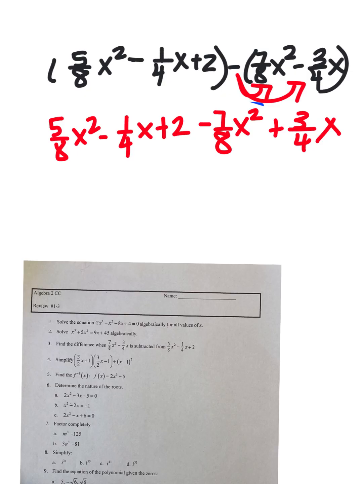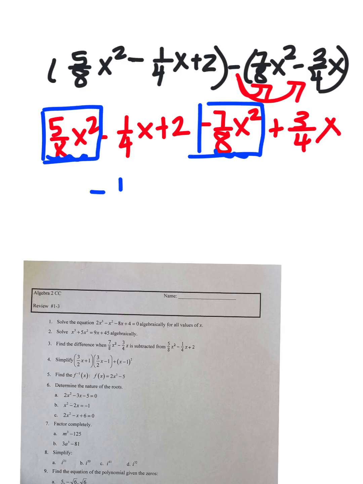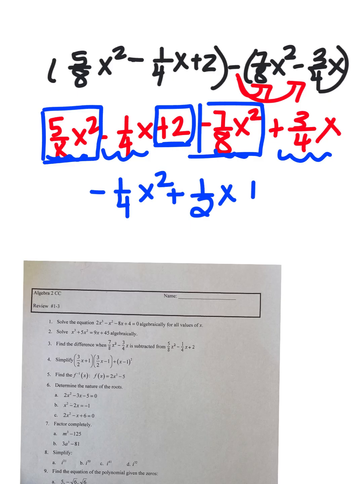All right, so now I'm going to combine like terms. So I have, use your calculator for the fractions, 5/8 x squared minus 7/8 x squared. That's going to be negative 1/4 x squared. And then I have 1/4 x plus 3/4 x is going to be 1/2 x. And then I have this plus 2 here that I'm just going to carry down to the end.